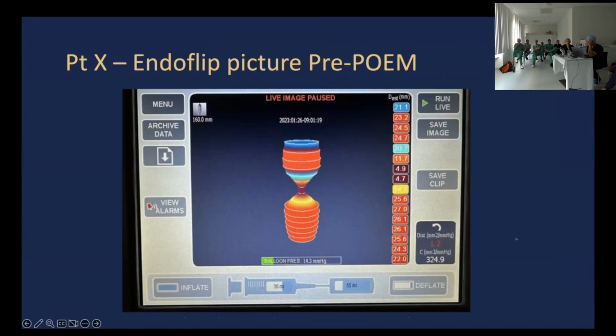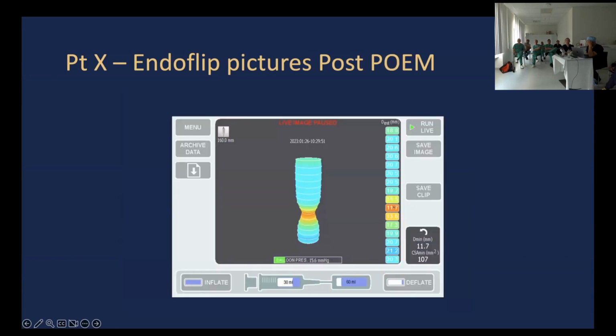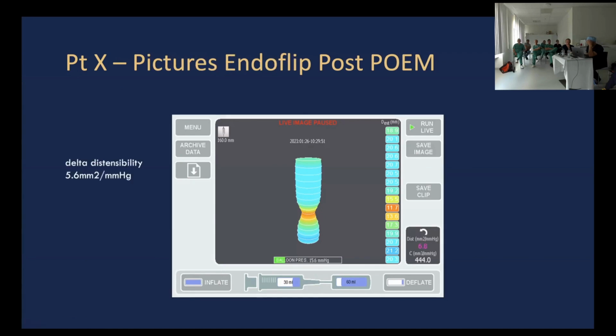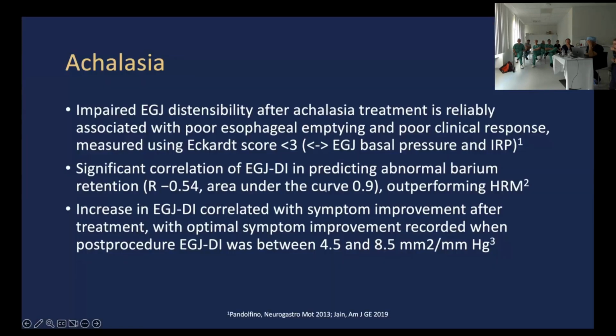So clearly, another pre-POEM, 4.9 and 4.7 diameter with a distensibility of 1.2, and then afterwards a diameter of 11.7, and the distensibility of 6.8 with a delta of 5.6. And if we just go back to that data from before, it's sitting in the range of acceptability after POEM. This one isn't.